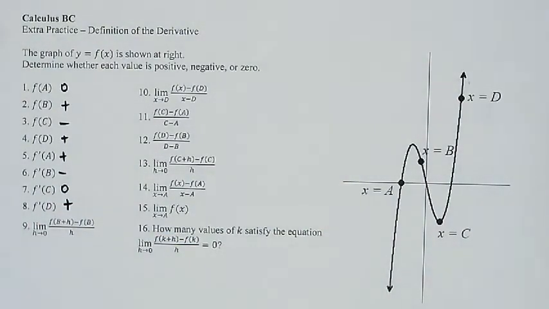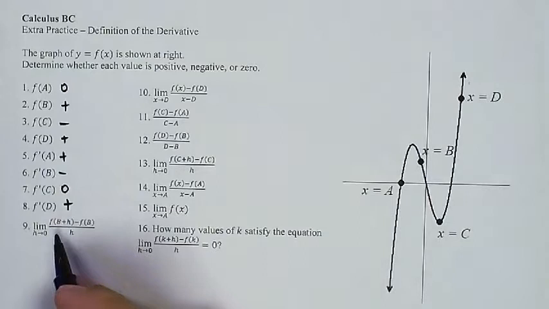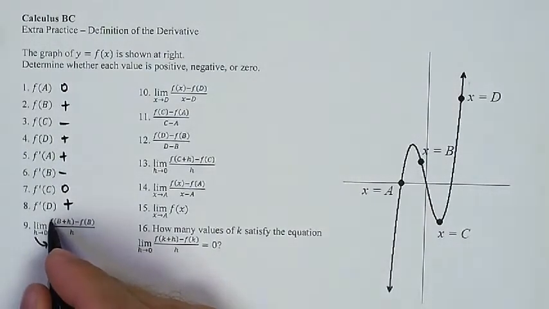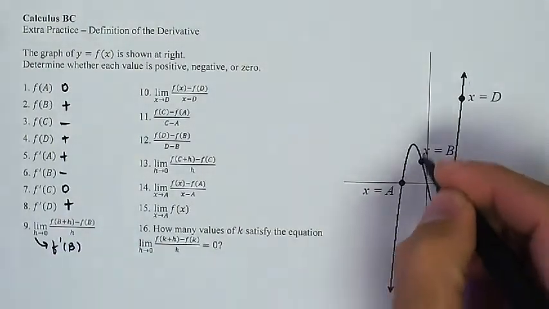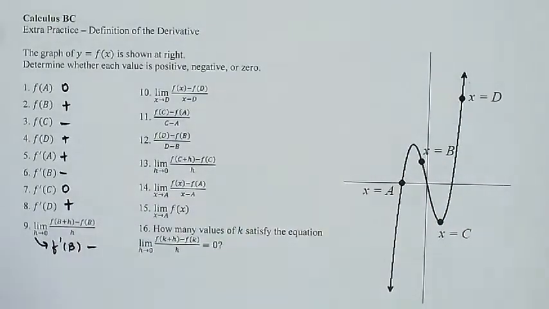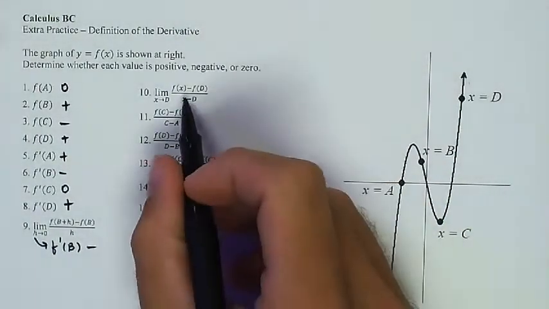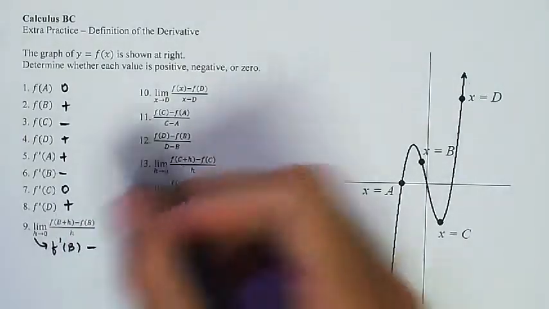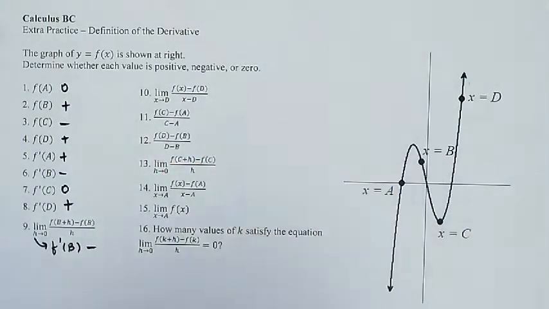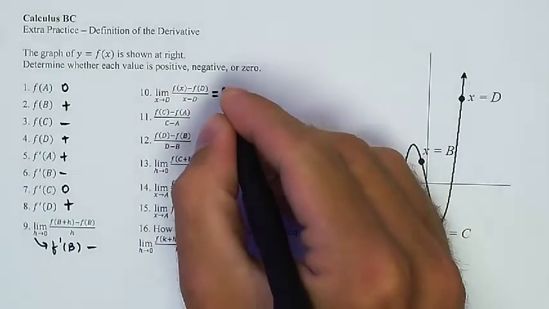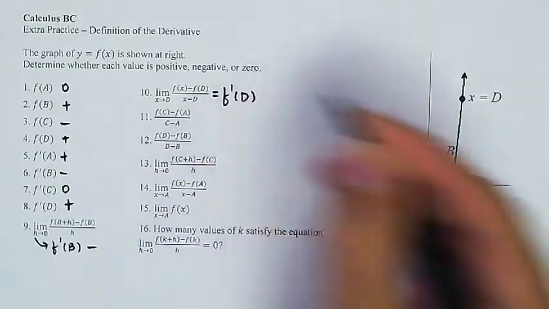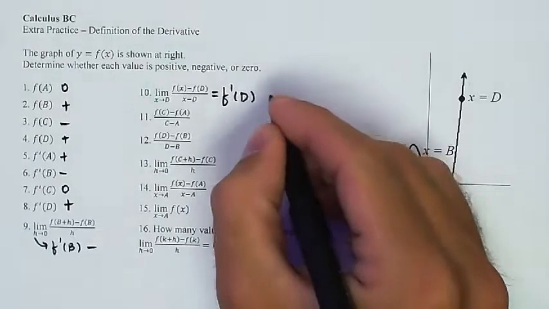Okay. Now this limit here, you need to recognize that that's code for the slope of the graph of f at the point where x equals b. So that's f prime of b. Again, that's the slope at b. That's negative. Okay. This is a different form of the limit definition of the derivative, but it is one of our forms of the definition of the derivative. So this limit is equal to f prime at d, and that's a positive number.